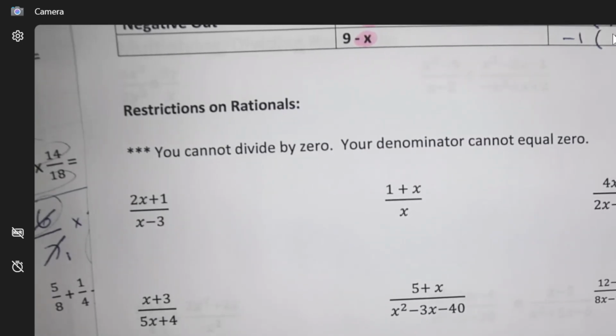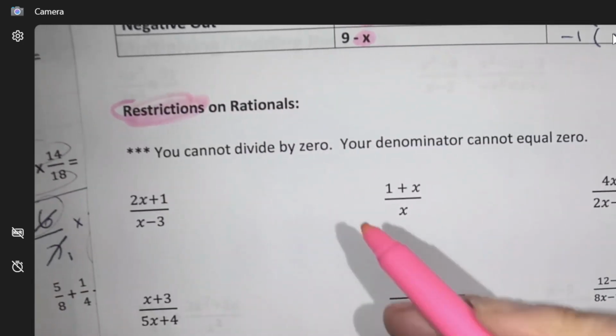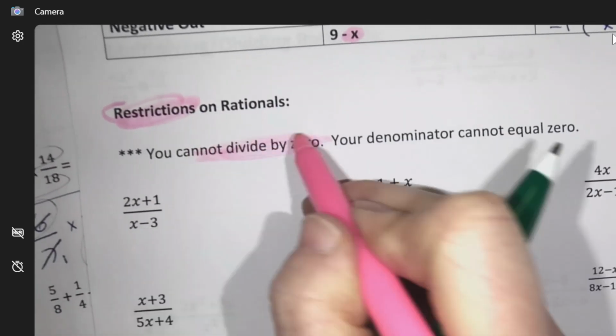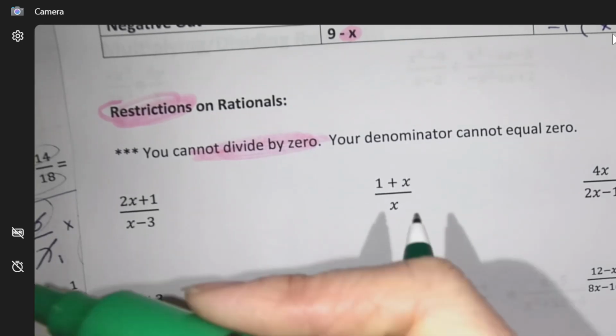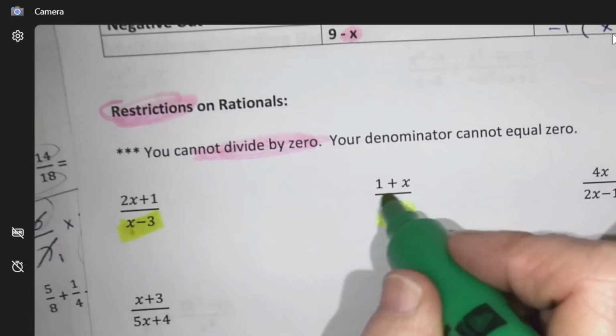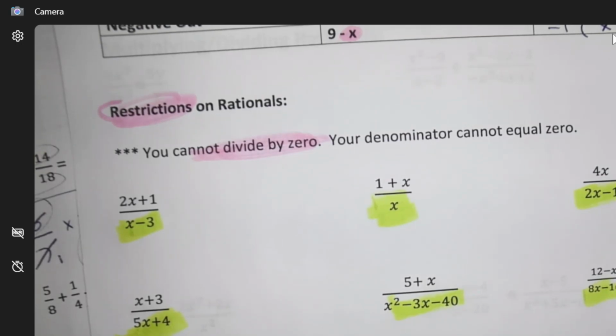Okay, restrictions. So what did we say? You can't divide by 0. So if I'm asking you about restrictions, here's what you do. You only ever look at the bottom. That's what I'm worried about. So I'm not even looking at the top whatsoever.